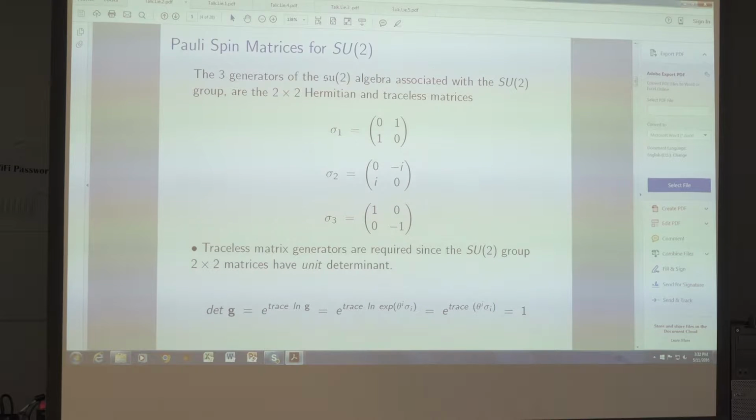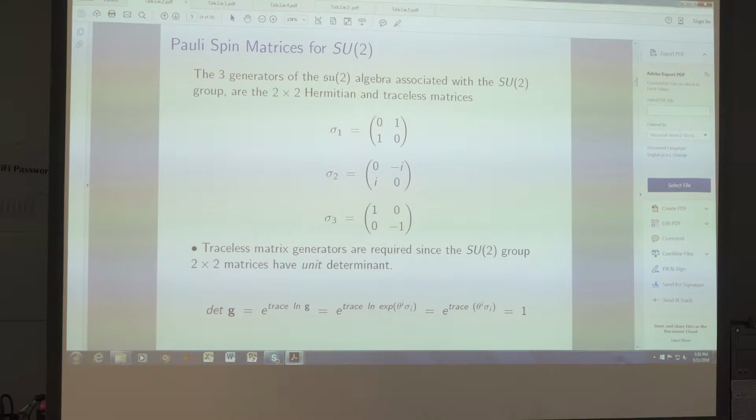Okay? So here you see i is the complex conjugate of minus i, and 0 is the complex conjugate of 0. So these are Hermitian matrices. Now, why do you want to impose the traceless condition? The trace of this matrix is 0. This is traceless, and this 1 minus 1 is 0. So all these three matrices are Hermitian and traceless.